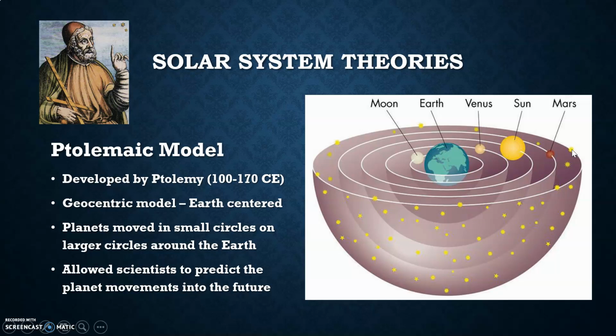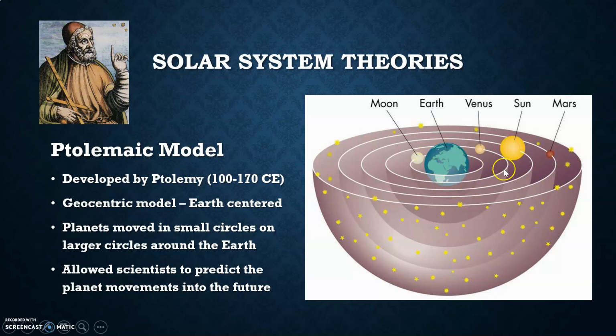There are a few solar system theories and theorists, and this one right here is the Ptolemaic theory. This is Ptolemy, who developed the Ptolemaic model. He lived between 100 and 170 CE, which means Common Era. This is known as the geocentric theory, also the Ptolemaic theory. And basically what it means, geo means earth and centric means center. So the idea, Ptolemy's solar system, was that the earth was in the center and that all the planets moved around us. His thought was that the planets moved in these tiny little circles that were larger circles. So they're basically circles upon circles.